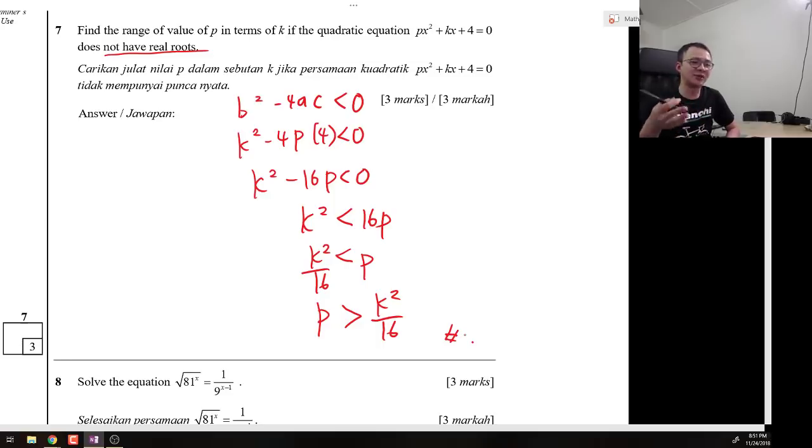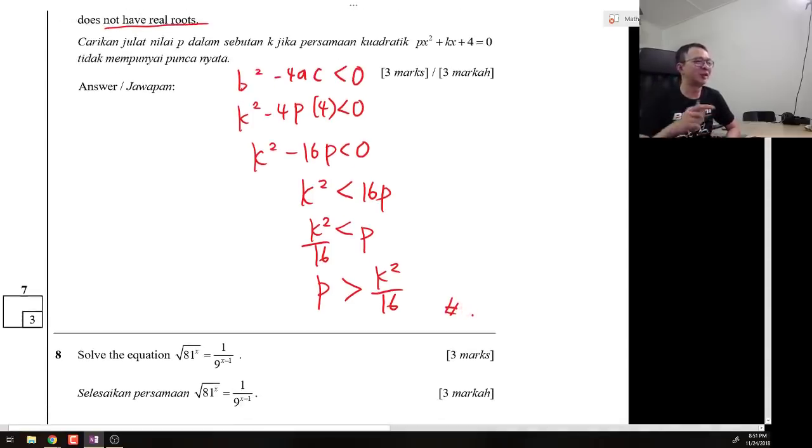Yeah, two distinct roots will be bigger than 0, two equal roots will be equal to 0, and no distinct root is less than 0. I mean, no real root is less than 0.